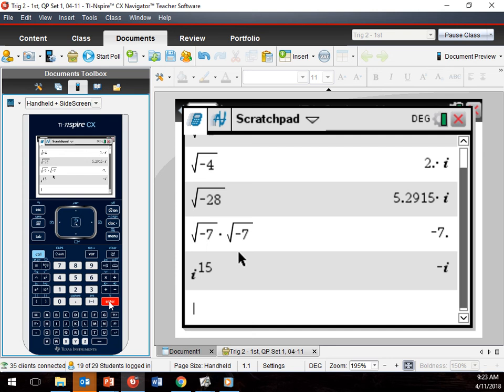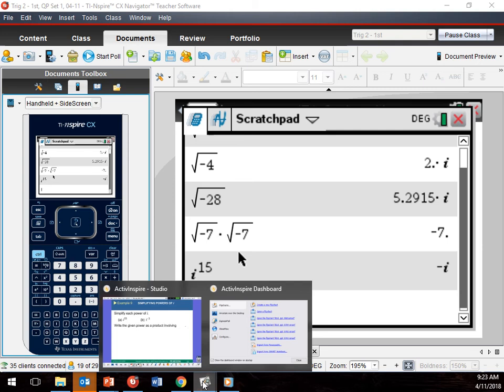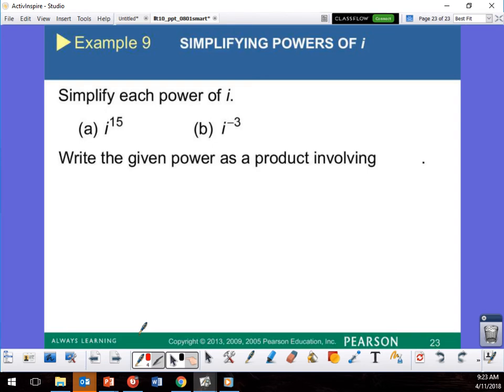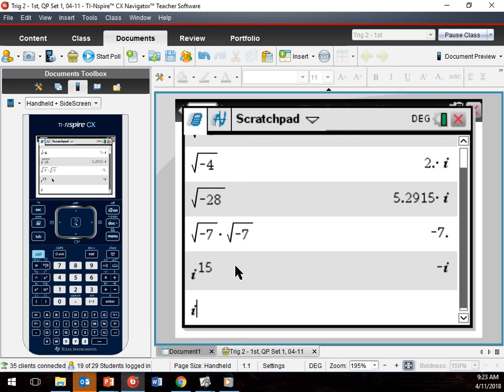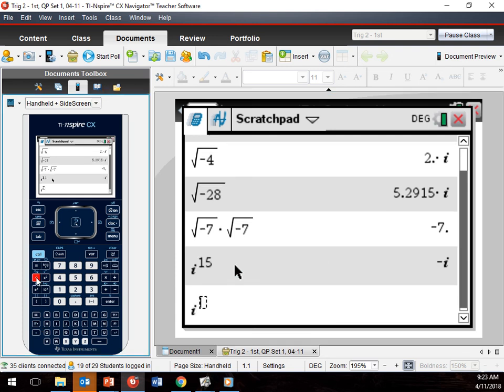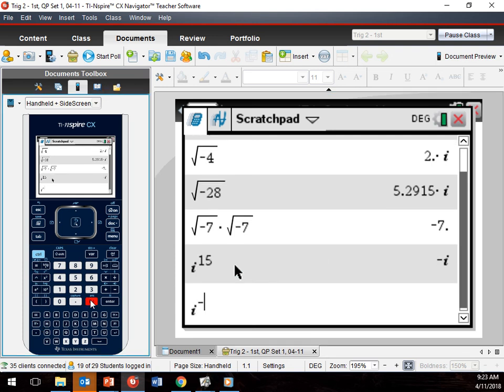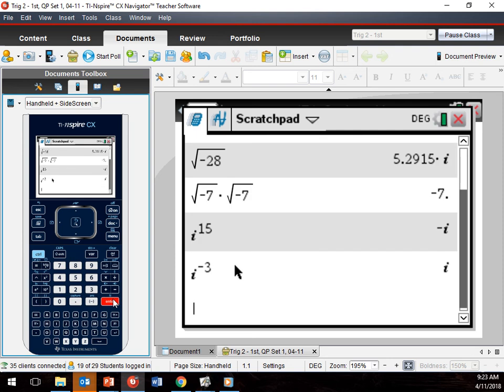Okay, so this is going to give me what? Negative i. All right, let's try that one. i to the negative 3. All right, let's see if he'll do it. So i caret negative 3. It gives you i. All right. Wow. Alright, we're done.